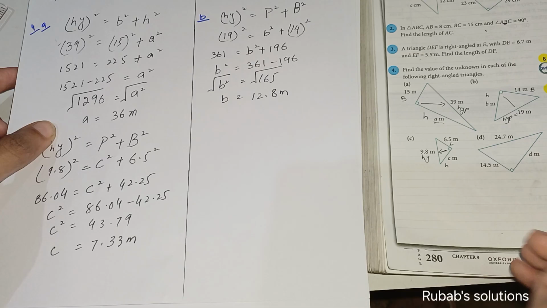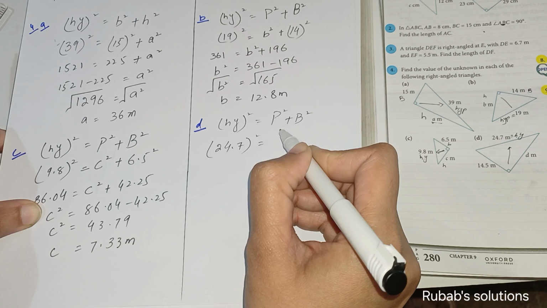So again I will write the formula. Hypotenuse square is equal to base square plus height square. Hypotenuse is given, that is 39 square, plus base is given, that is 15 square, and height I have to find, and in place of height I can write a square. Okay, 39 square is 1521, and 15 square is 225, is equal plus a square.